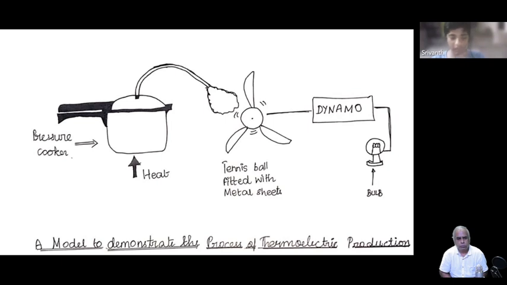So what is obtained from the pressure cooker? The steam is obtained, sir. Normal water is filled, and when it is heated, it boils and steam comes out from the steam pipe, sir. Okay. What is the role of dynamo here? Sir, the dynamo converts the mechanical energy of this tennis ball, which is fitted with the metal sheets, into electrical energy, which is making the bulb glow, sir.